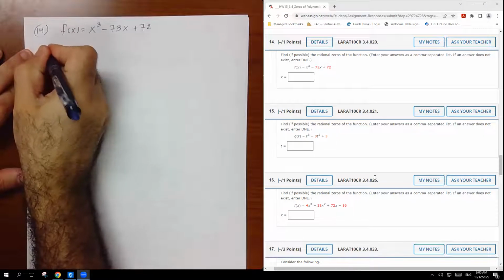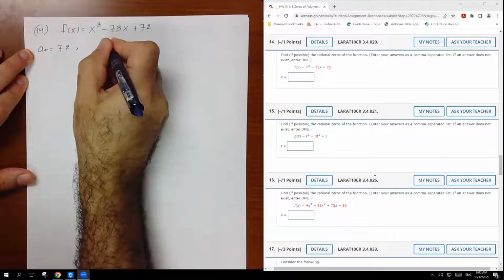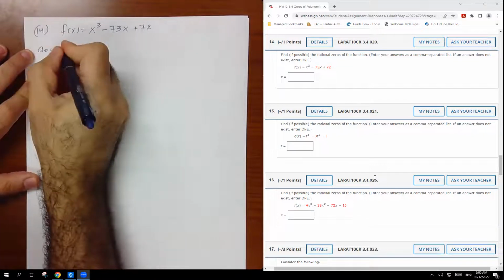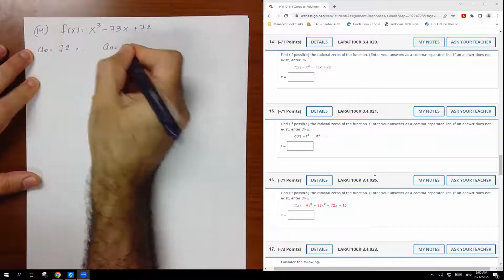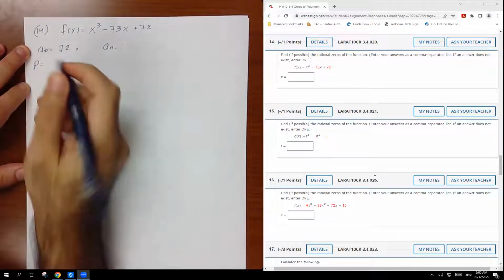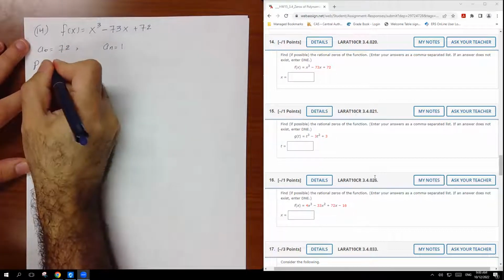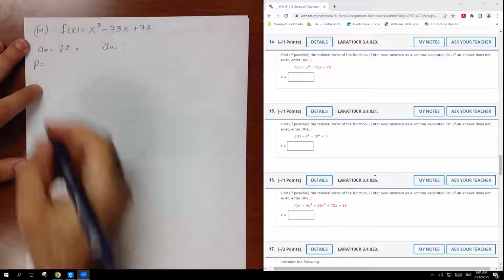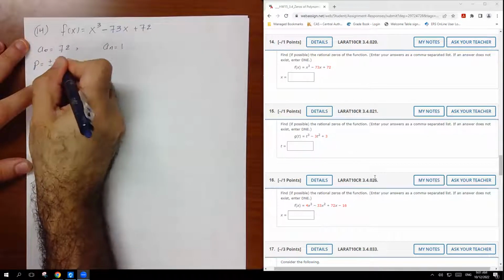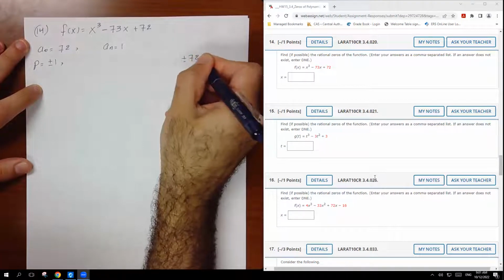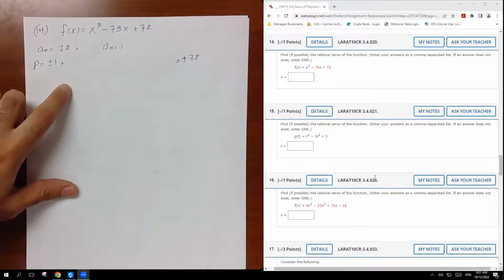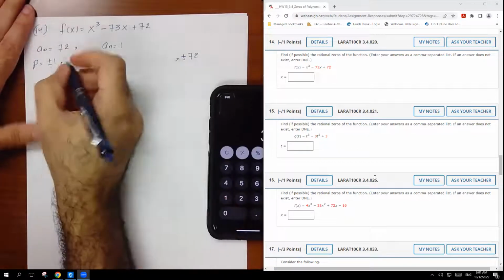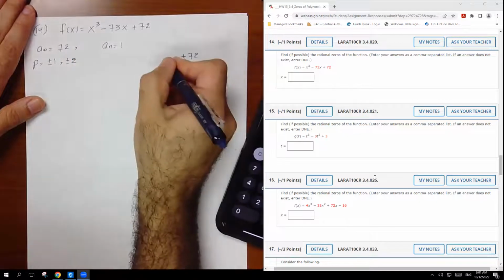That means a_0 equals 72 and a_n equals 1. So p is going to be all possible factors of 72, which is 1 and 72. So it's plus or minus 1, and plus or minus 72. There are many numbers with this one. And with 2, 72 divided by 2 is going to be 36. That means plus or minus 2 and plus or minus 36.